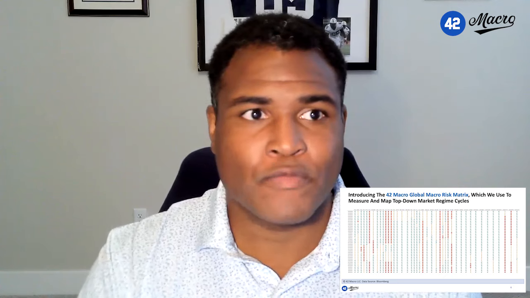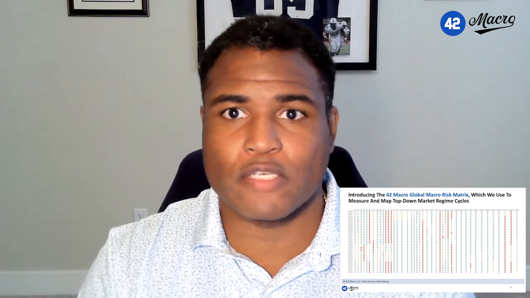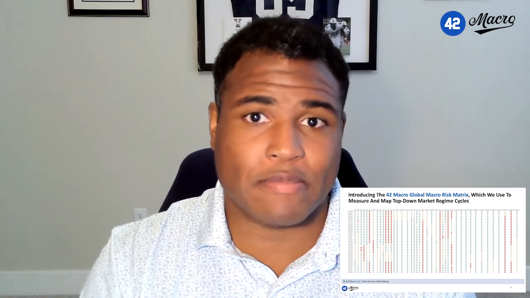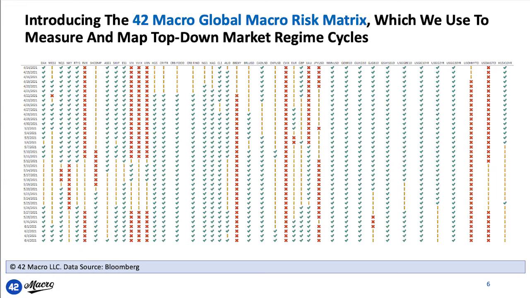On slide 6, this is our global macro risk matrix. We use this to measure and map top-down market regime cycles. And so what we're doing is we're looking at 42 key macro market exposures, and we're scoring them from the perspective of our volatility adjusted momentum signal. So a check mark is bullish, exclamation point is neutral, and an X is bearish.